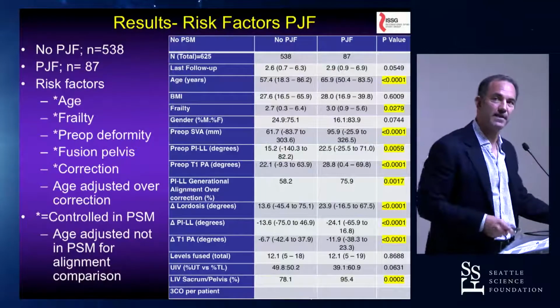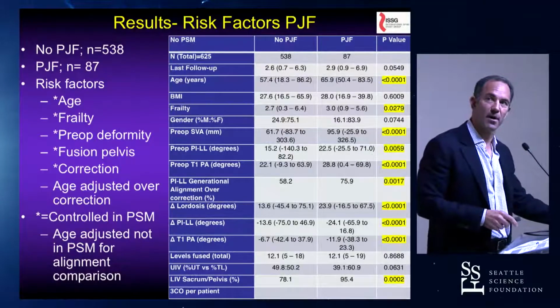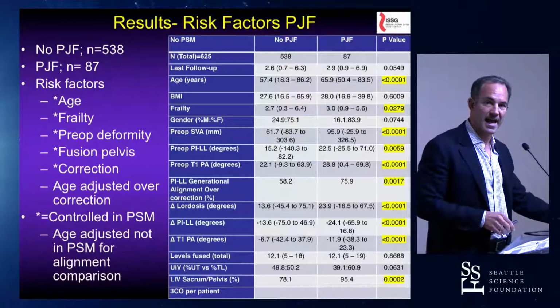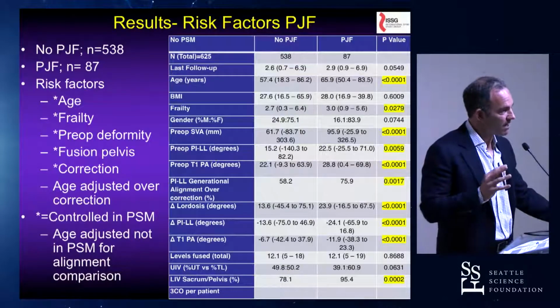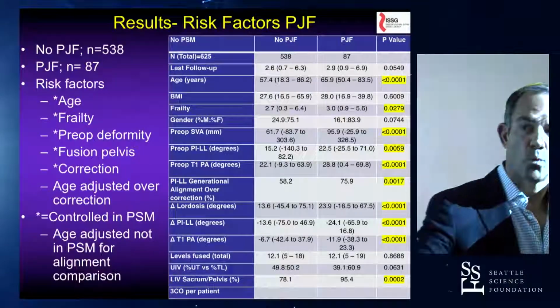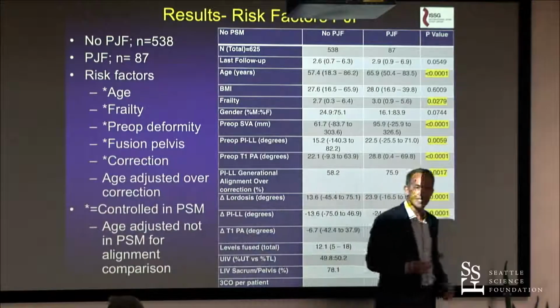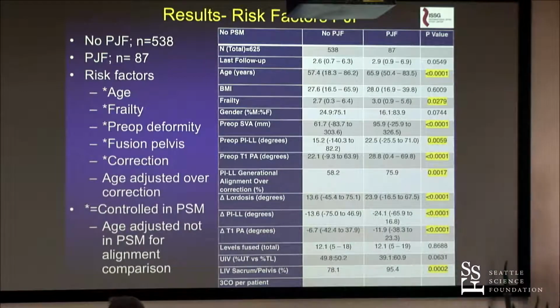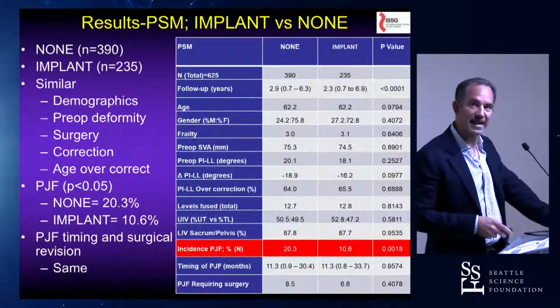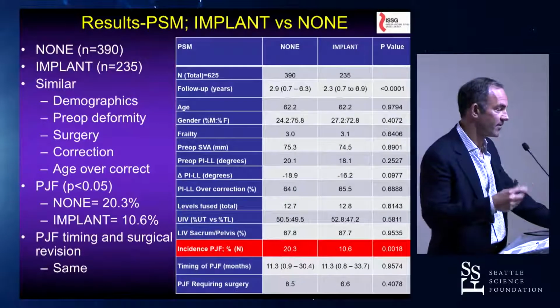And then here's our PSM, I should say, the risk factors for junctional failure: age, frailty, pre-op deformity, fusion of pelvis, and correction. We obviously also found that age overcorrection was a risk factor, but you can't use that in the PSM because it'll destroy your study, because you're controlling for a variable that then you want to analyze. And then based upon that PSM, using those variables highlighted then in yellow, we then ran our first analysis.